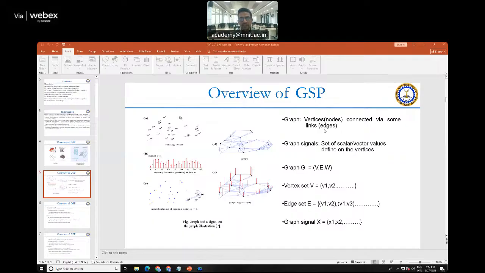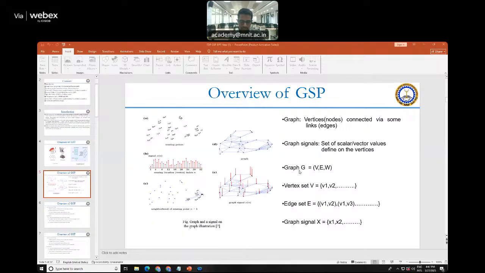What do you mean by the graph signal? When a value is given over these vertices, that is the graph signal. So what we are saying is a set of scalar or vector values defined on the vertices. So many red lines are there, and all these represent the values, because a graph only represents the locations or points, but a graph signal represents the actual value.